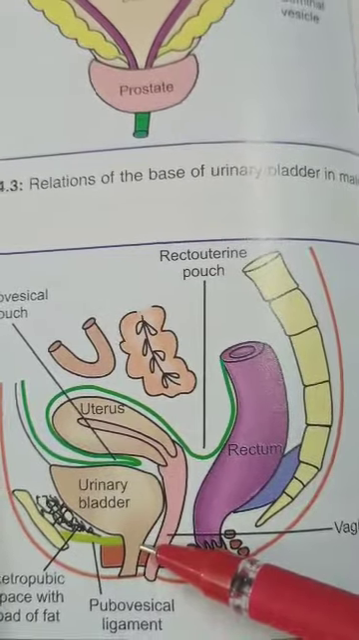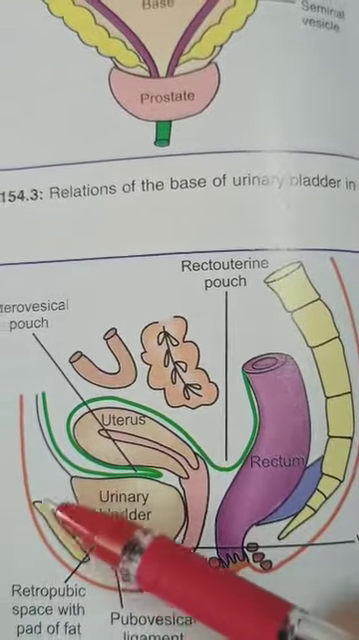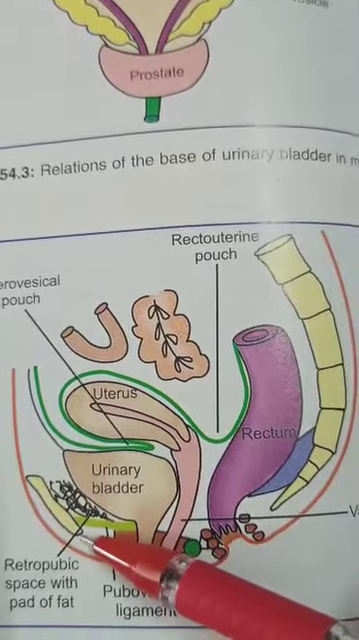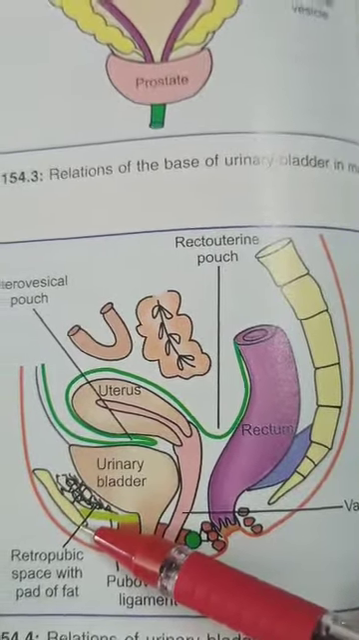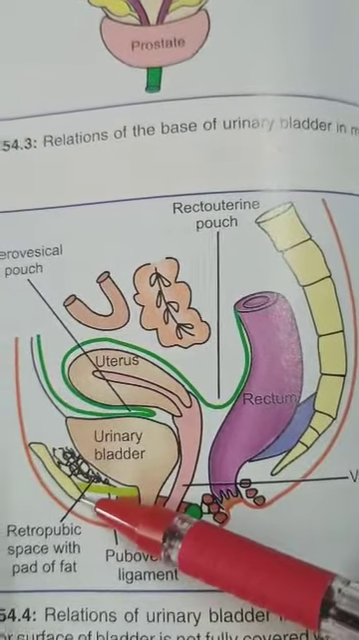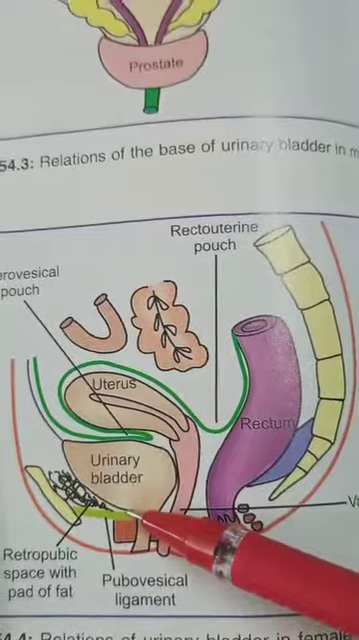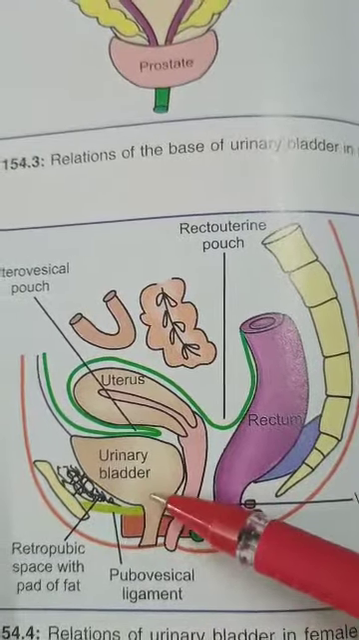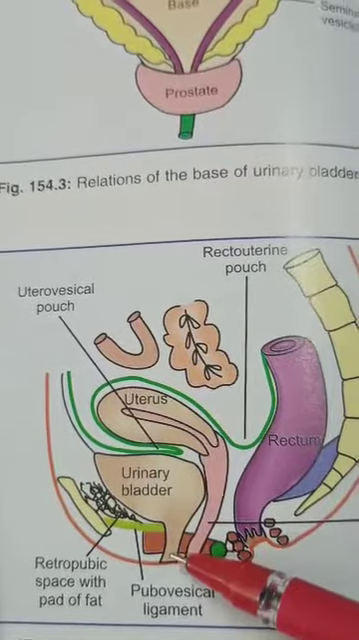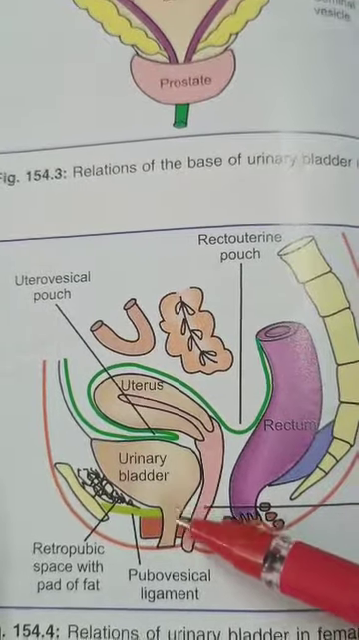So this is our pubic symphysis. The neck lies 3 to 4 centimeter behind the lower border of the pubic symphysis. This is the pubic symphysis. Here comes the lower border. From here 3 to 4 centimeter back lies the neck of the urinary bladder, and it is pierced by the internal urethral orifice. This is the internal urethral orifice.